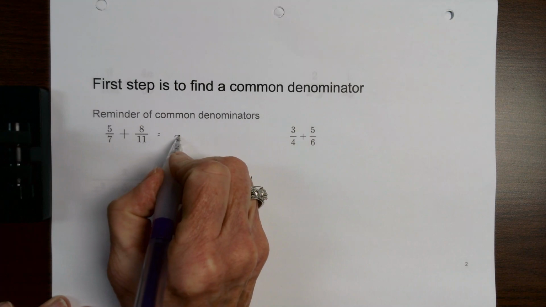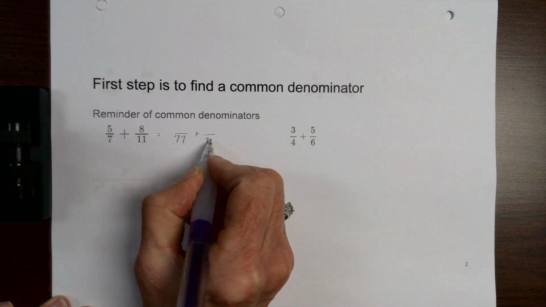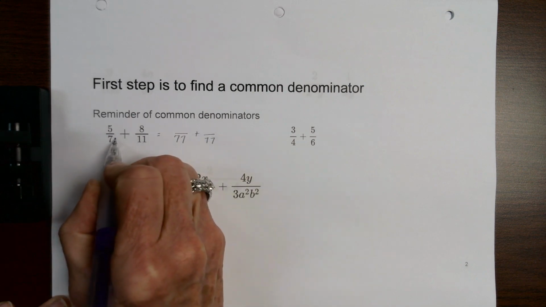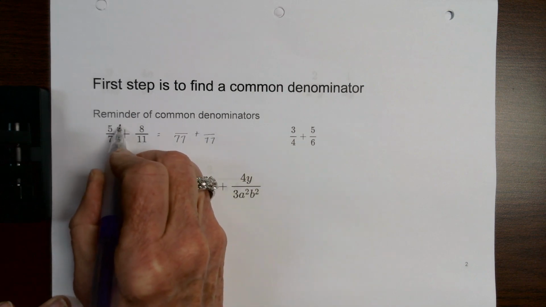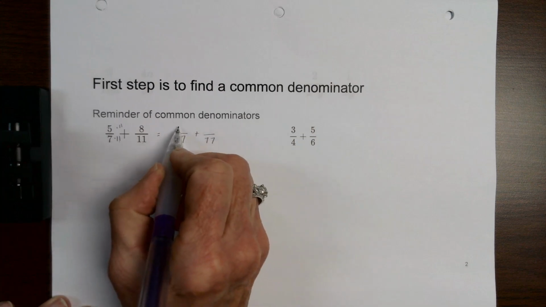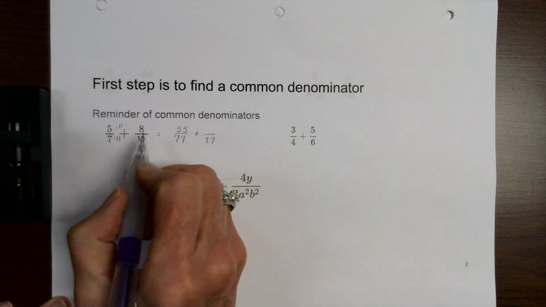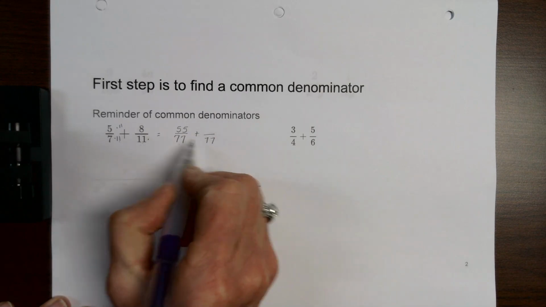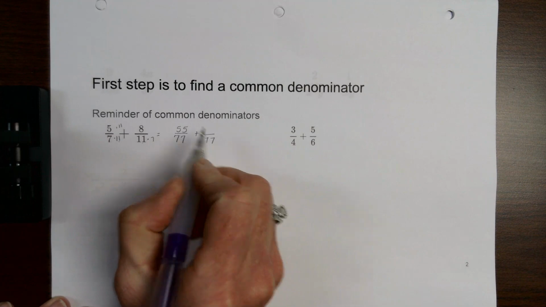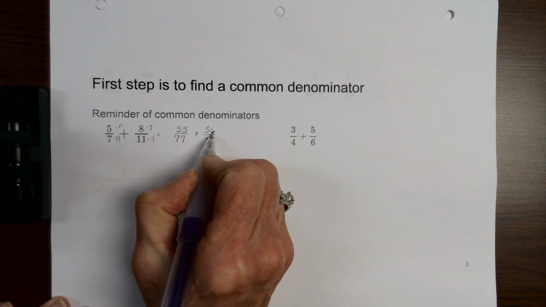So I'm going to rename those with 77 on the bottom of the fraction. I look here and I'd have to multiply the top and the bottom by 11 to get 77 on the bottom. So on the top, I have a 55 over the 77. Over here, I would have to multiply by 7 to get a 77 on the bottom. So I have a 56 on the top here.